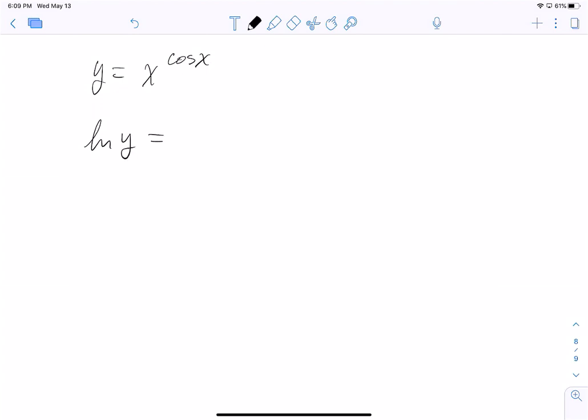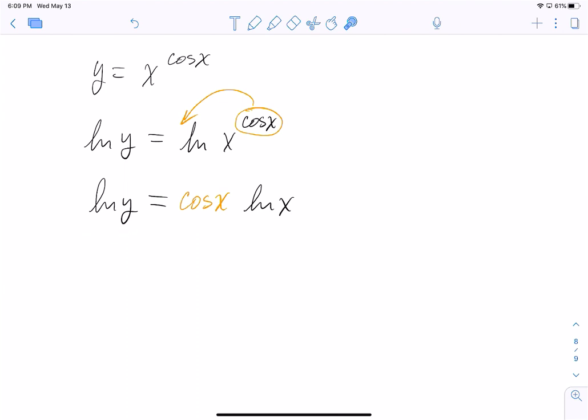Apply the natural log to both sides. So we have the natural log of y is equal to the natural log of x to the cosine of x. Using a property of logs, the cosine of x exponent can come out front as a coefficient. So the natural log of y is equal to the cosine of x times the natural log of x.